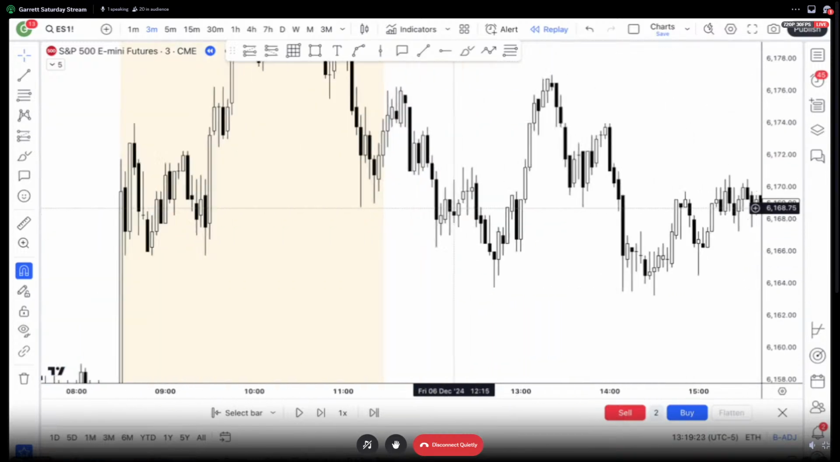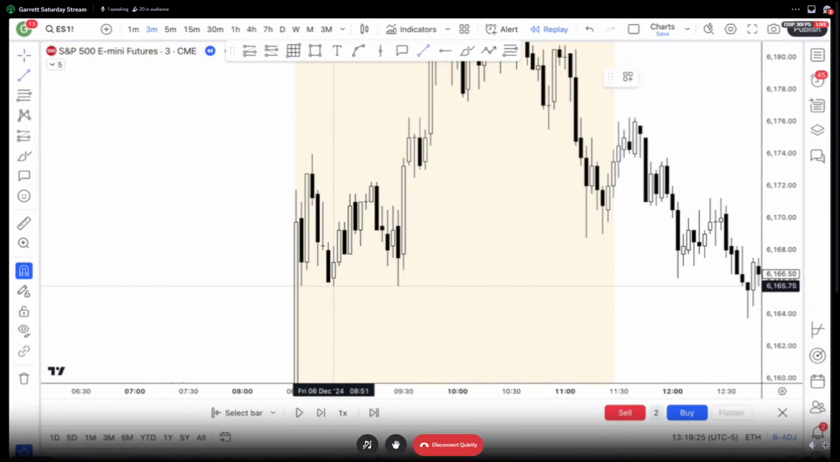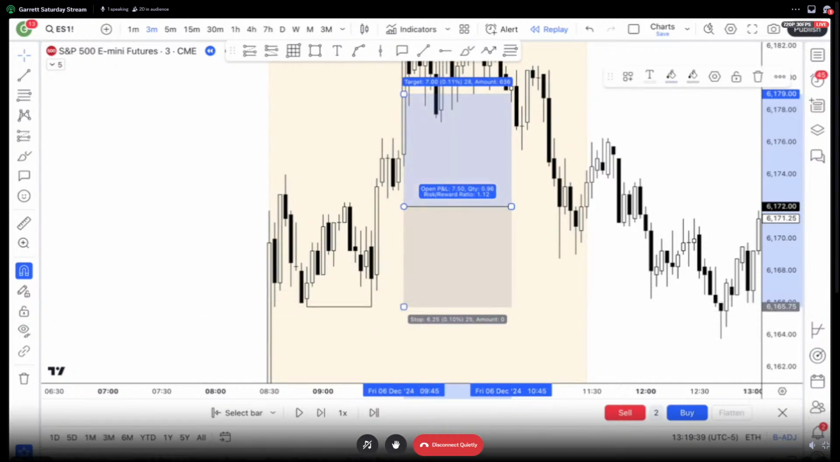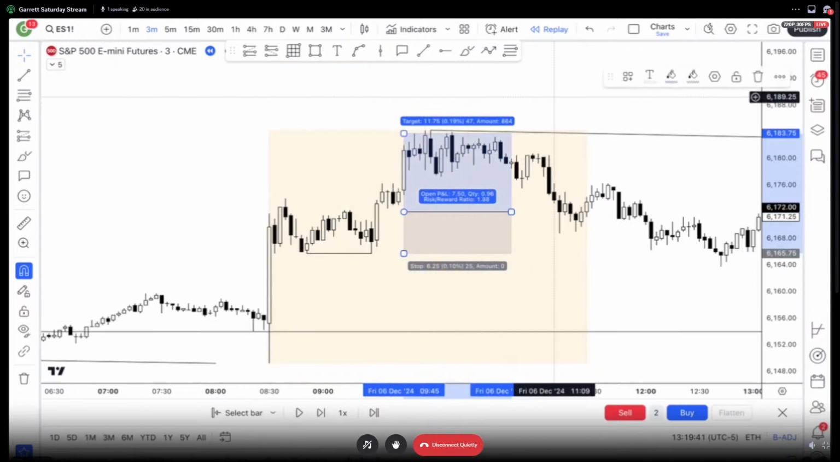I'll tell you why I missed this. There's an SMT here, and then 9:30 opens right here, expands away from that. So there's a 5-minute CSD here, there's a 3-minute CSD here. I think I wanted a retest of an order block here, and I just ended up getting left behind.